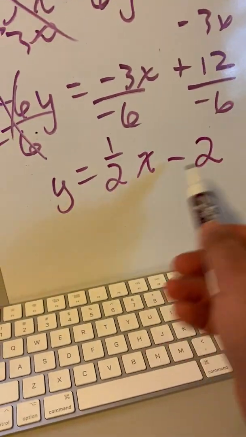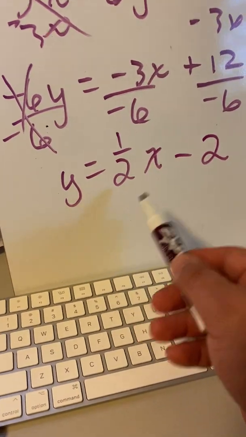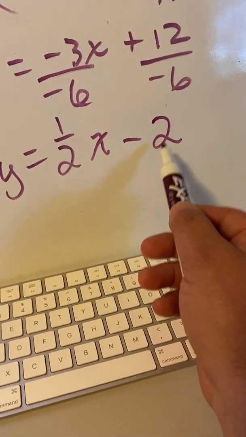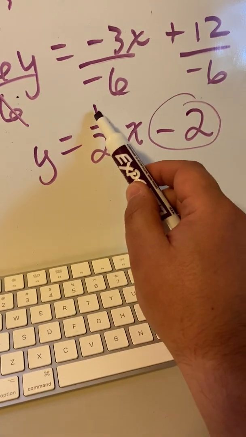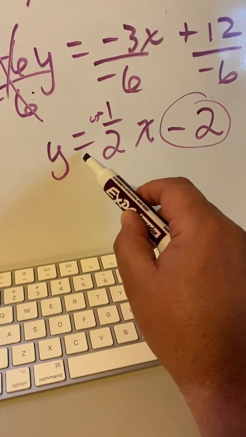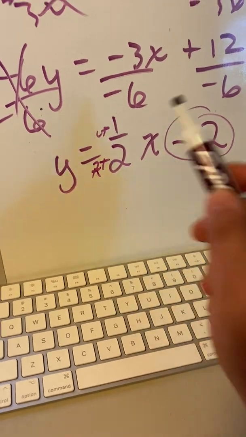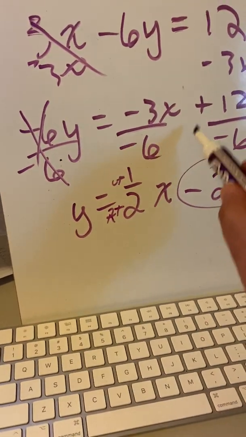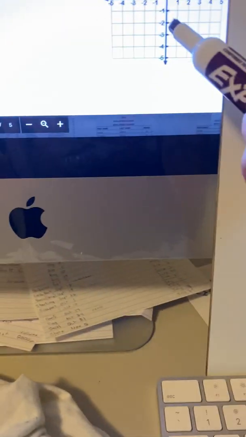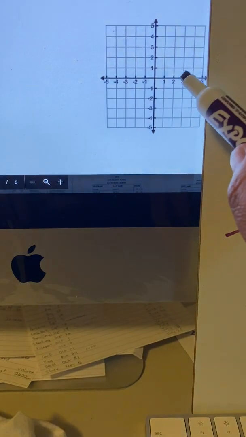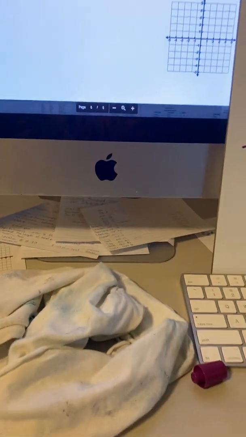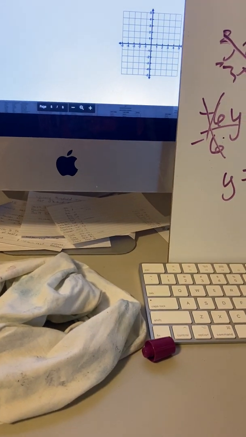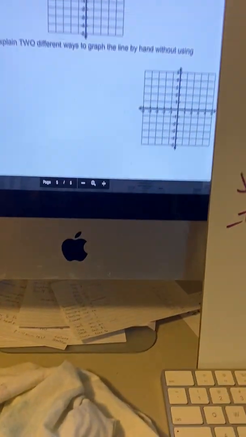So, slope-intercept form. How do I graph it? This tells me it crosses the y-axis at -2. This tells me my graph is positive, and it goes up 1, right 2. Up 1, right 2. So, -2, up 1, right 2, and keep repeating. Or down 1, back 2. No big deal.